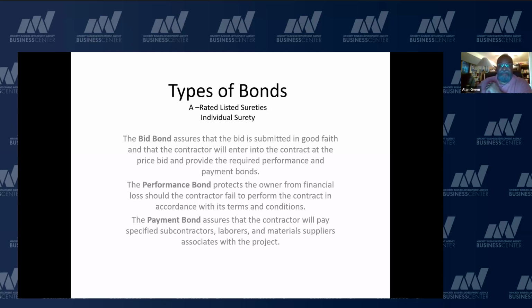The payment bond assures that the contractor will pay specific subcontractors, laborers, and material suppliers associated with the project. We mentioned this a little yesterday. If you are bidding on union projects, a lot of times the contractor will require that you have a payment bond if you are a union subcontractor, because they want to make sure your union dues are being paid. If you don't pay, the payment bond will kick in and make sure those union dues are paid.